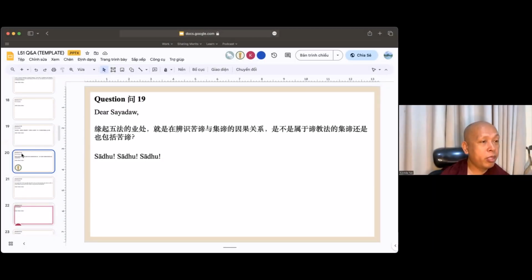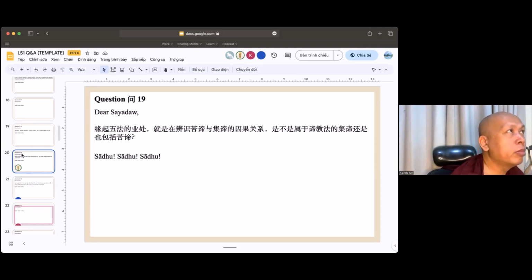Vandami, dear Sayadaw, about the kammatthana of the fifth Paticca method, it is the discernment of Dukkha Sacca and Samudaya Sacca, discerning their causal relationship. So, is it considered the Sacca Pariyatti?